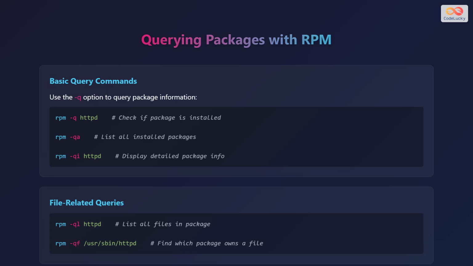You can also query information related to files. rpm -ql package name, such as httpd, will list all the files within that package. To find out which package owns a specific file, type rpm -qf /usr/sbin/filename. For example, rpm -qf /usr/sbin/httpd. This is useful for determining which package installed a particular file on your system.